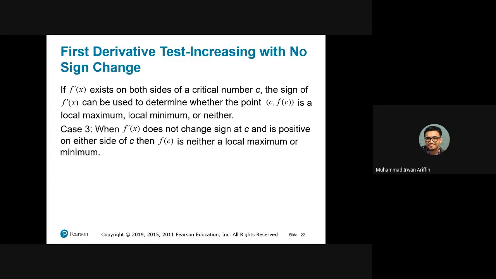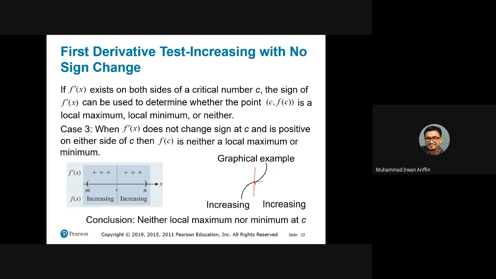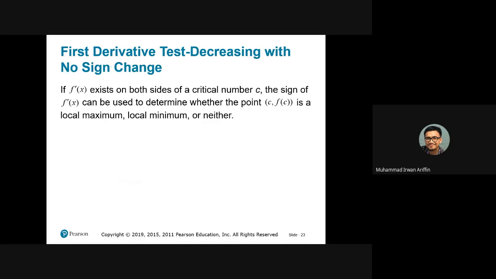Now, when the derivative does not change sign at C, it's either positive on both sides or negative on both sides. So we can conclude that f of C is neither a local maximum nor a local minimum. It continues to go up. In this case, we cannot establish an extremum. You should take note that this is not a local minimum or local maximum, because this point is higher than this point and this point is lower than this point. So it is neither a local maximum nor a local minimum at C.